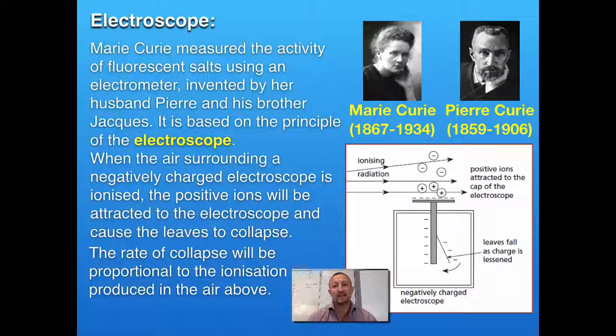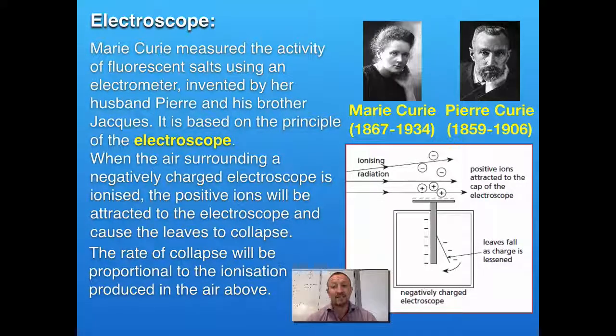There was the electroscope, which was used by the Curies. Now Marie Curie basically looked at the fluorescent salts and used the concept again of this ionizing radiation. Now what they did was they took an electroscope and they charged up the foil, and you can see in the diagram in the bottom right hand corner we've got a representation of the foil, and you can see the foil is negatively charged, and as a result it repels from the main shaft. Now what she then did was pass the ionizing radiation, and what the ionizing radiation did was ionize the air.